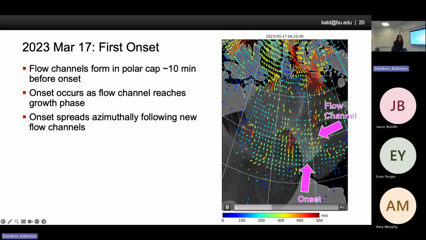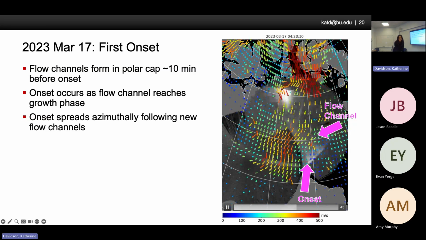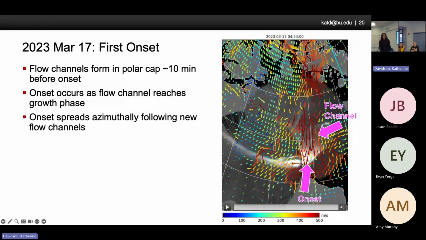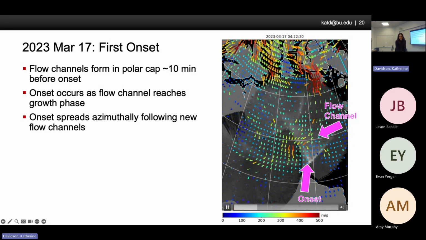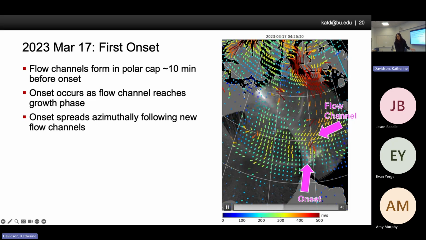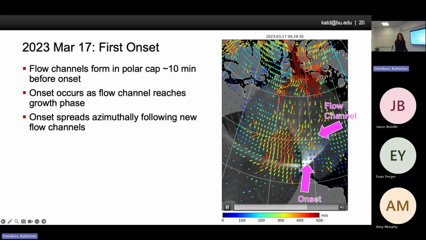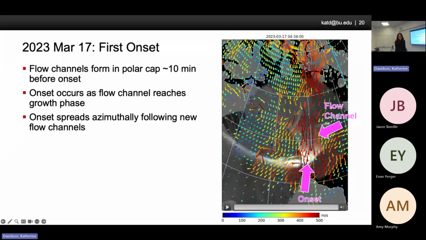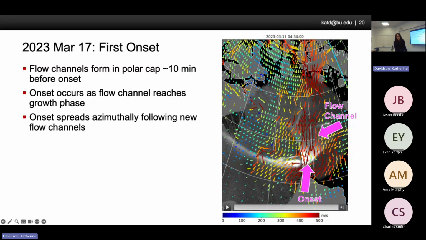So here's our flow channel already forming, coming in from the polar cap. They reach towards onset and trigger onset there. You can find onset by that brightening of the auroral oval or brightening of the arc. And then when the flows move westward azimuthally, the onset also expands westward. So you can see this onset starting to take up more space in the westward direction as the flows don't just come into the original onset location, but also come in on the west side as well.